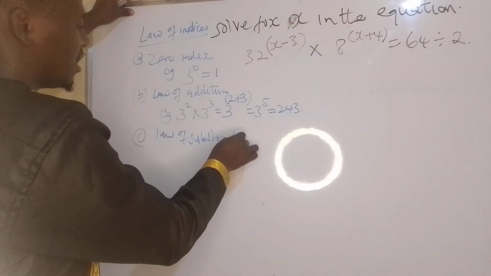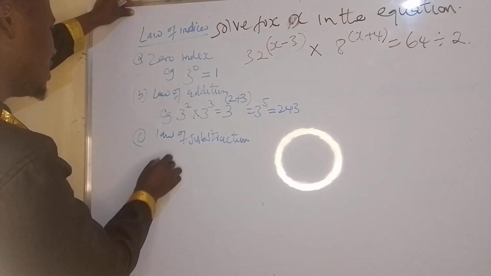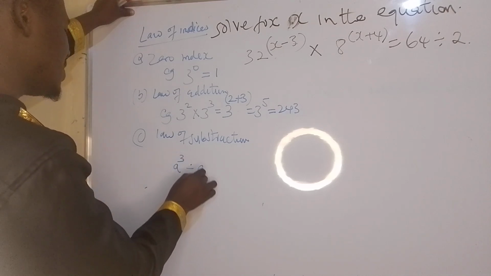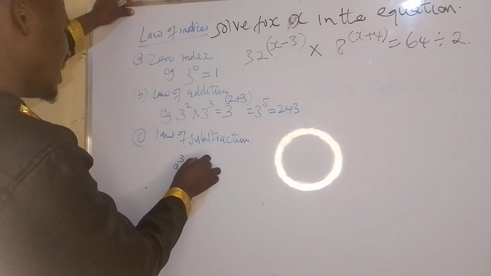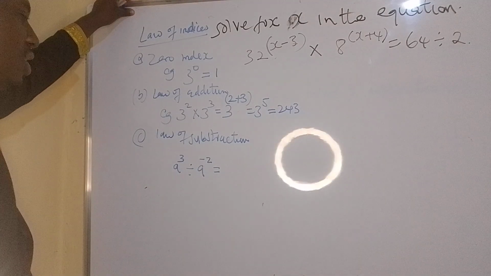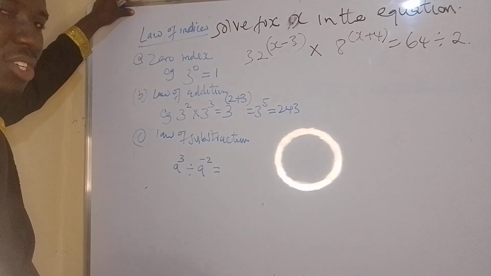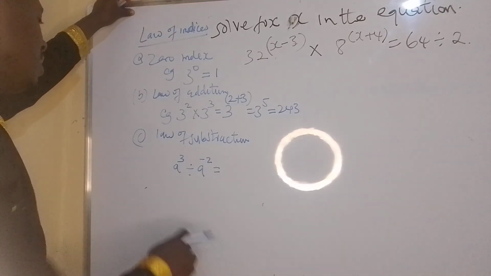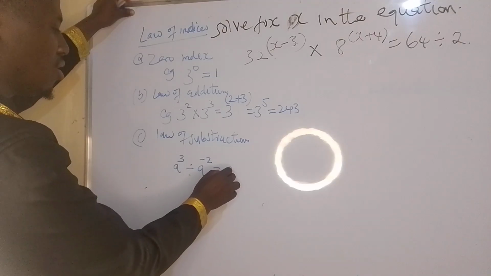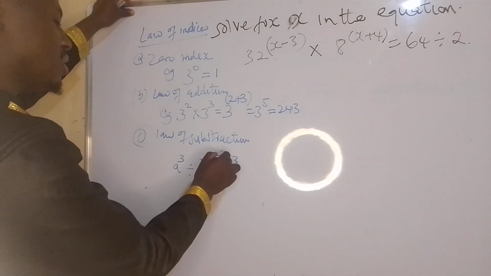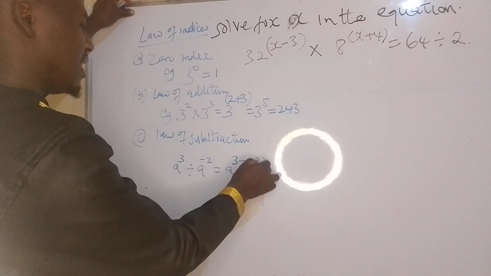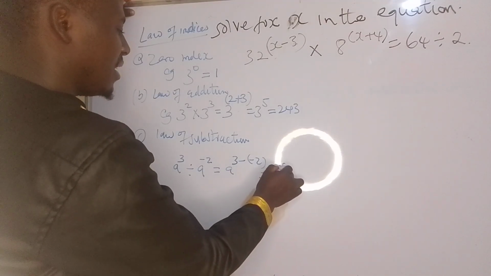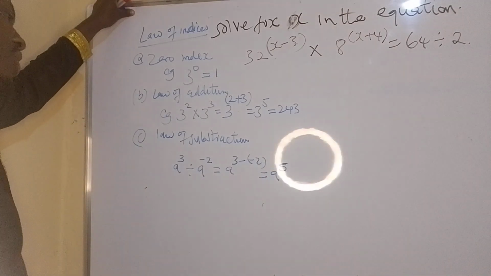Another law, and these are basic laws, is the law of subtraction. Imagine you are given a raised to power 3 divided by a raised to power -2. What is the answer to this question? Because it's a division, the law of subtraction comes in. Remember, you subtract the powers because the base is the same. So we work with the powers: 3 subtract -2 gives you a raised to power 5. And that is the answer, as simple as that.